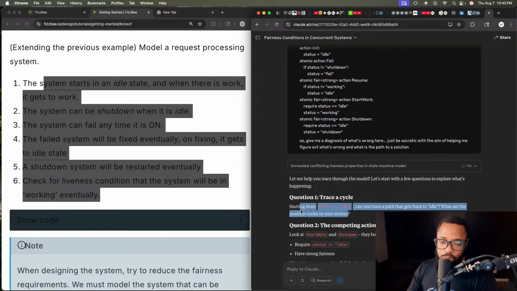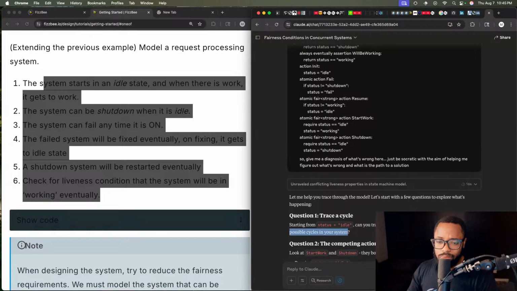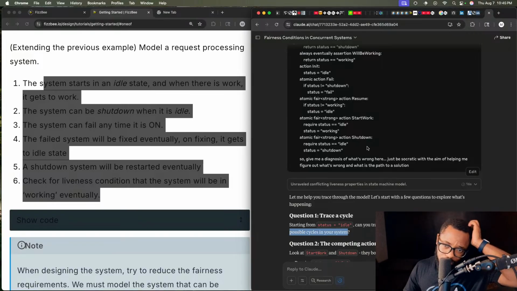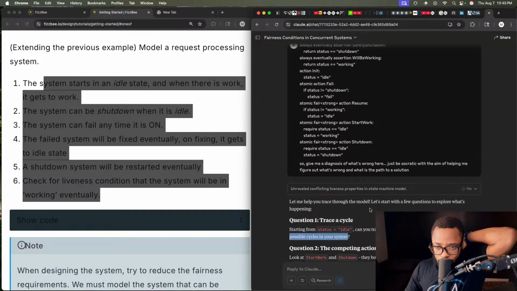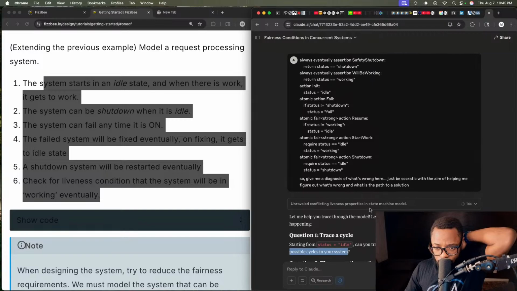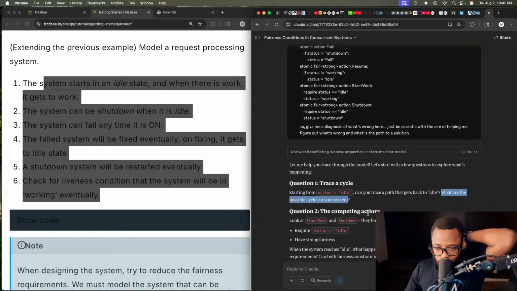What are the possible cycles? I don't know. Aren't there like many? But you just end up right back at idle. Okay, the competing actions. Look at start work and shut down. Where's start work? Oh, okay.